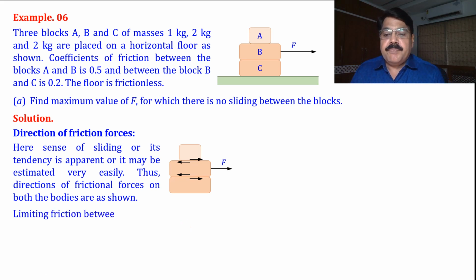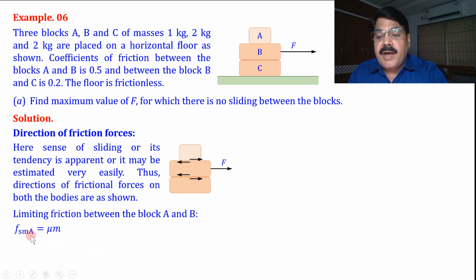Limiting frictions between the blocks. Let us calculate these limiting frictions, because their values will be necessary to solve the first problem: the maximum F for which there is no sliding. So limiting friction between A and B, what we call f_s max A, is mu times m_A g, very easy. So it will be 5 Newton. You can verify the values. How can you see? m_A is 1 kg and mu is 0.5. So 0.5 into 1 into 10, that is 5 Newton.